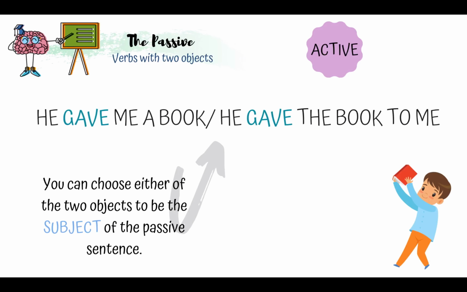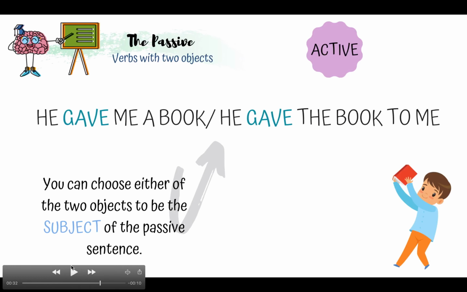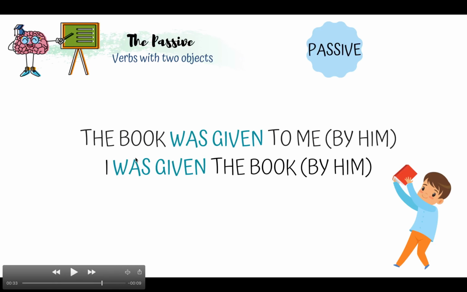So there are two objects there. You've got the book and you have me. So you can do it either way. You can change this a little bit around. So the book was given to me. So here we've got the object, the book. We've decided the book is going to go first. The book, then we have our verb, and then we have the rest of our sentence, which is to me. So the book was given to me, and then we have our agent, by him.